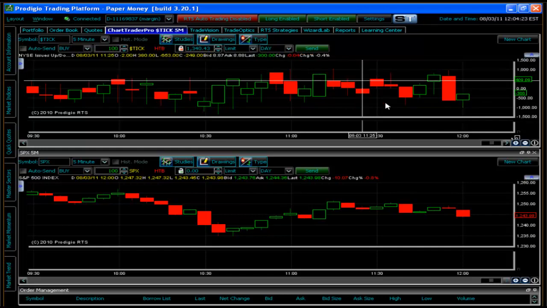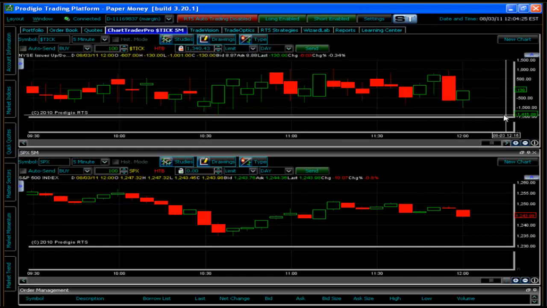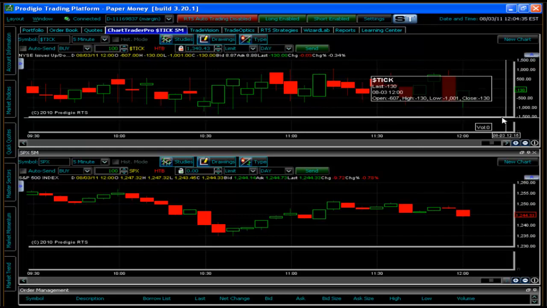And you can use this as a broad market scan in order to determine the almost instantaneous bias of the stock market that you're looking at. We're going to use this to our advantage by building a rule and a strategy in Prodigio to create kind of scalping trades using some powerful ETFs.